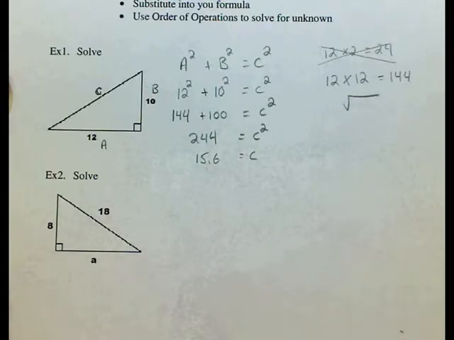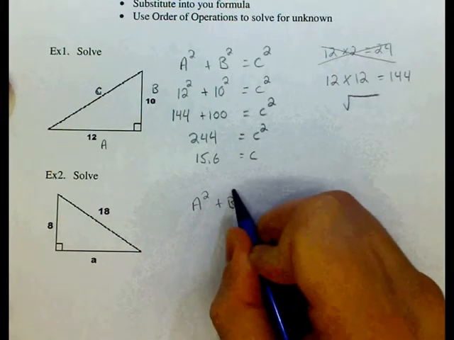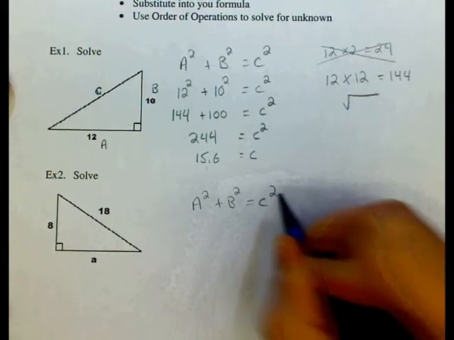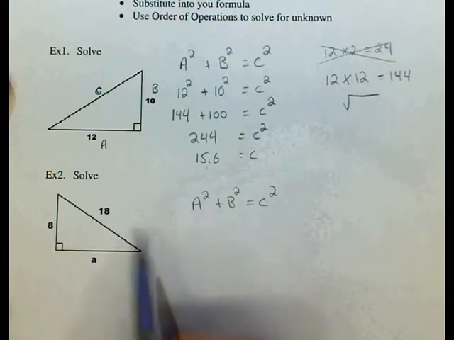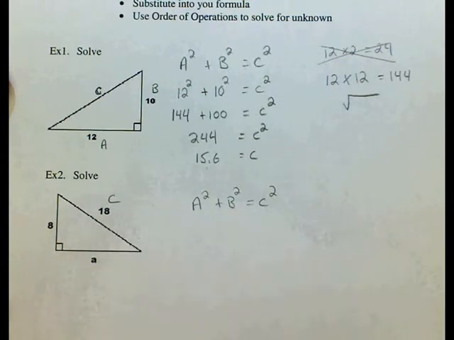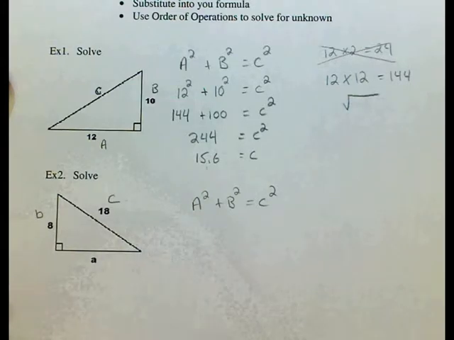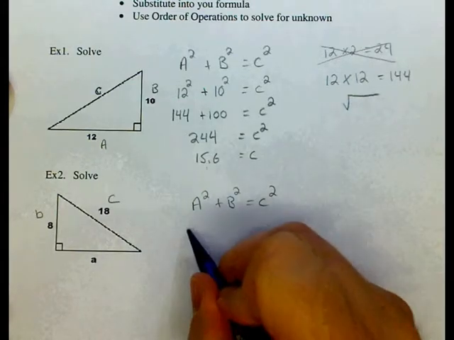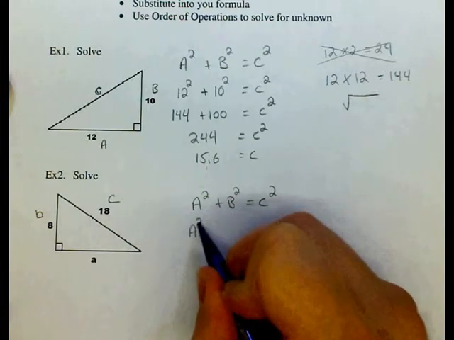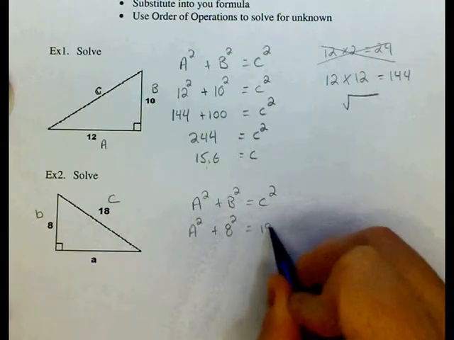Let's solve example 2. So example 2, write down our formula. A squared plus B squared equals C squared. Label my triangle. Longest side, across from my 90, is my hypotenuse, which is C. Now A is already labeled, that's what I'm looking for, so that means my other side must be B. Let's plug these numbers into my formula. I don't know what A is, so I leave A squared plus 8 squared equals 18 squared.